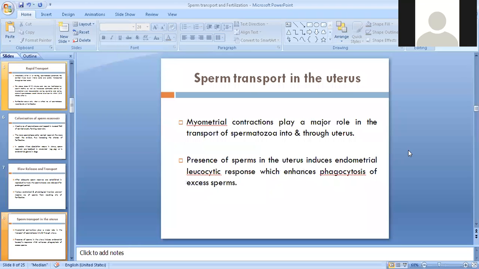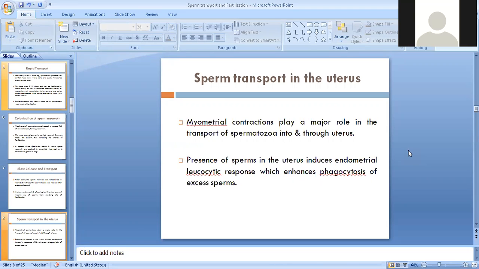So how does sperm transport occur in the uterus? Majorly, the sperm transport in the uterus is aided by myometrial contractions, which help the transport of these sperms into and through the uterus towards the oviducts. The presence of sperms in the uterus induces an endometrial leukocytic response as well, which helps in phagocytosis of excess sperms, or you can say defective or dead sperms.